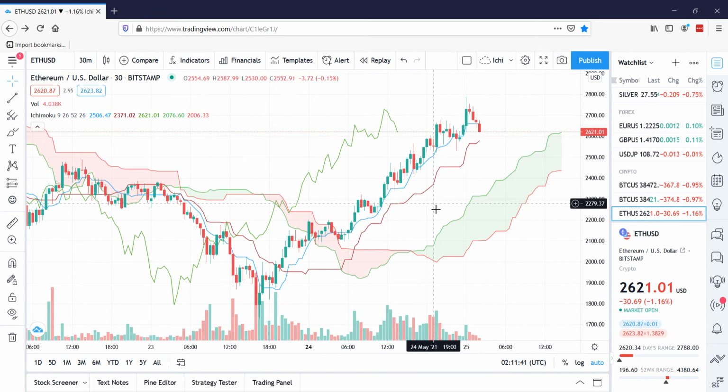Another thing to look at, if you really want to hang on, is just for it to stay above the cloud here. So these lines indicate momentum. So right now it looks like momentum is starting to break. The cloud represents the trend.